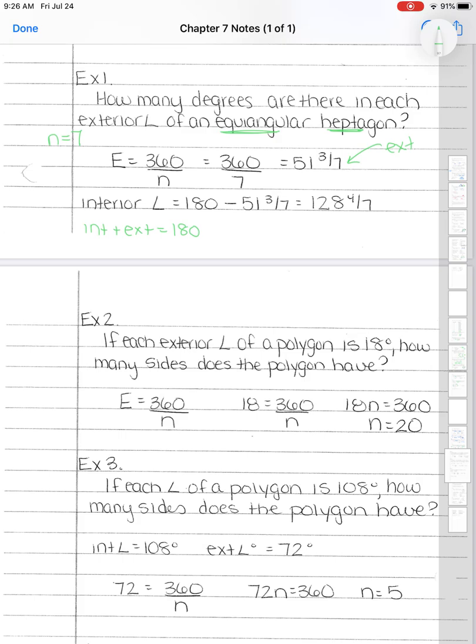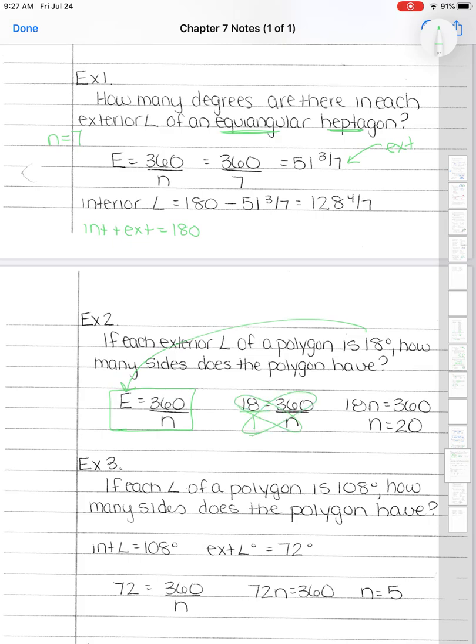I also, though, will ask you for interior angle. So we know that an interior plus an exterior equal 180. So you would have to take that 51 3/7 and subtract that from 180, and then you would get your interior measurement. Keep in mind that if it does not specify what kind of angle they want, it's always best to just give both interior and exterior just to make sure that you covered yourself.